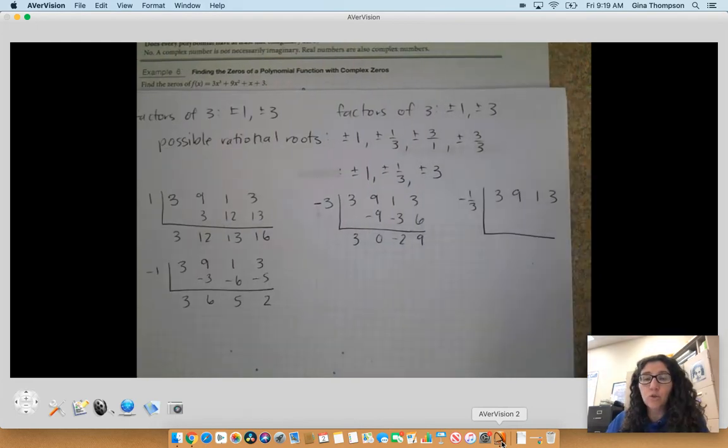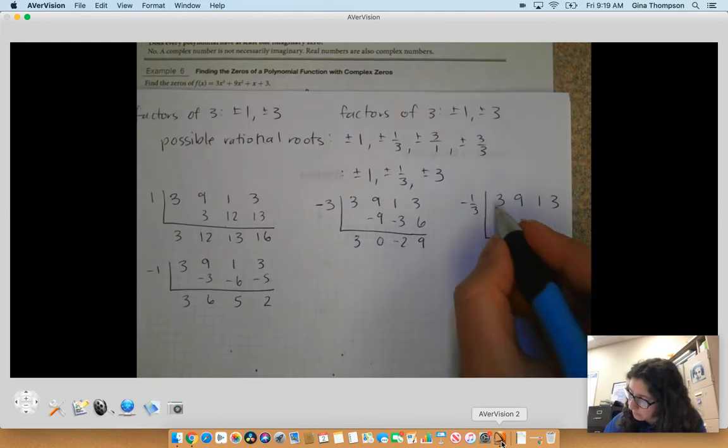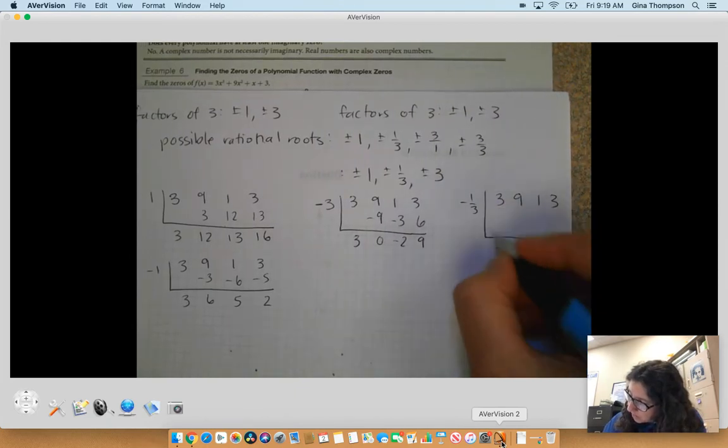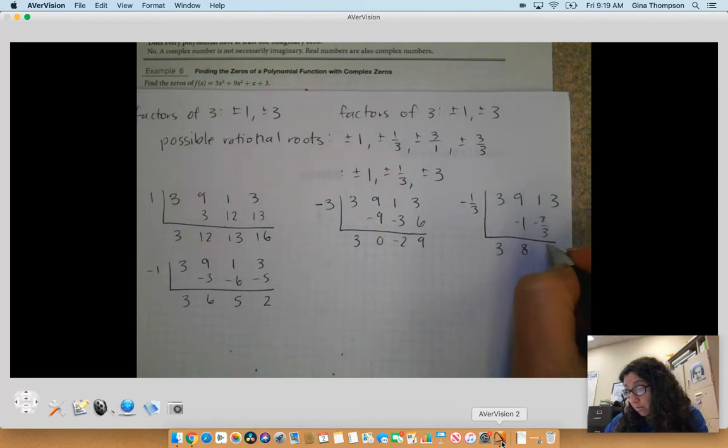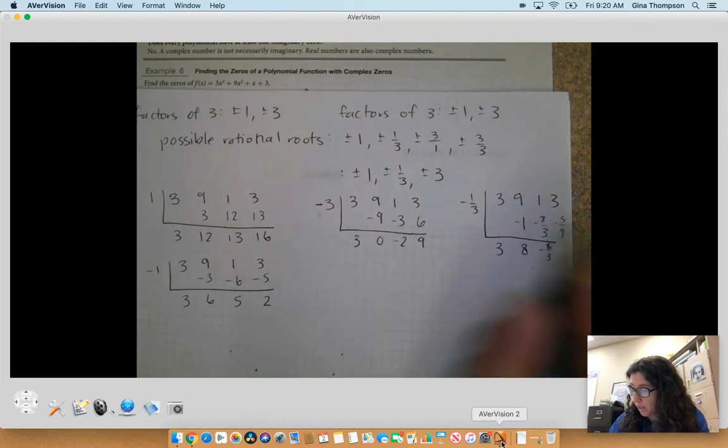Okay, this is a good, better, true-to-life example where sometimes you got to try a bunch. Okay, so I bring this down. I get -1, 8, -8/3. 1 minus 8/3 is -2/3. No. -5/3. Okay, and this is going to be something. -5/9, whatever. 3 minus 5/9 is not 0. Okay, so that didn't work.